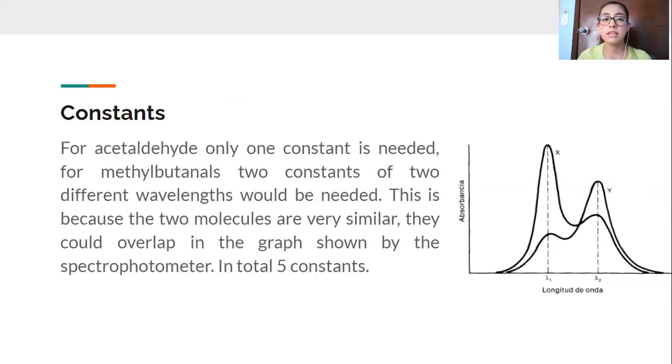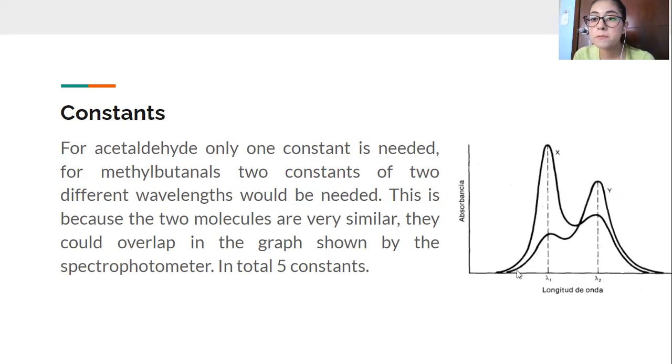Talking more about the constants, for acetaldehyde, only one constant is needed, but on the other hand, for the 2-methylbutanal and 3-methylbutanal, two constants, two different wavelengths, would be needed. This is because the two molecules are very similar, so their absorbances could overlap in the graph shown by the spectrophotometer, like in this case. If you pay attention to this graph, you can see we have two different compounds. This is the compound X, and this is the compound Y. In our case, those compounds should be the 2-methylbutanal and the 3-methylbutanal.